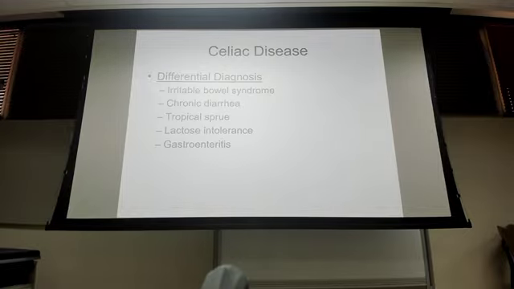Differentials: irritable bowel, which we have a whole lecture on. Chronic diarrhea, which we've already had a lecture and a half on. Tropical sprue, we're about to talk about. Lactose intolerance as well. And gastroenteritis, which you've had numerous lectures on. So those are all your differentials. You can narrow it down to another malabsorption syndrome, type of stools, and then we start looking for those specific things that lead us more to one of these diagnoses or not. And we talked about what that would be with celiac.